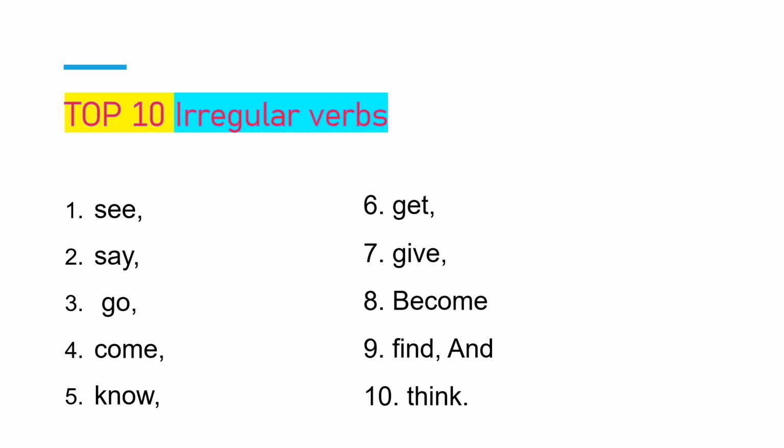Now we know that we do not add d, ed, or ied to form the simple past forms of irregular verbs. You simply have to memorize them. Here I added top 10 irregular verbs used in English language. See, this is the base form and the simple past form is saw.